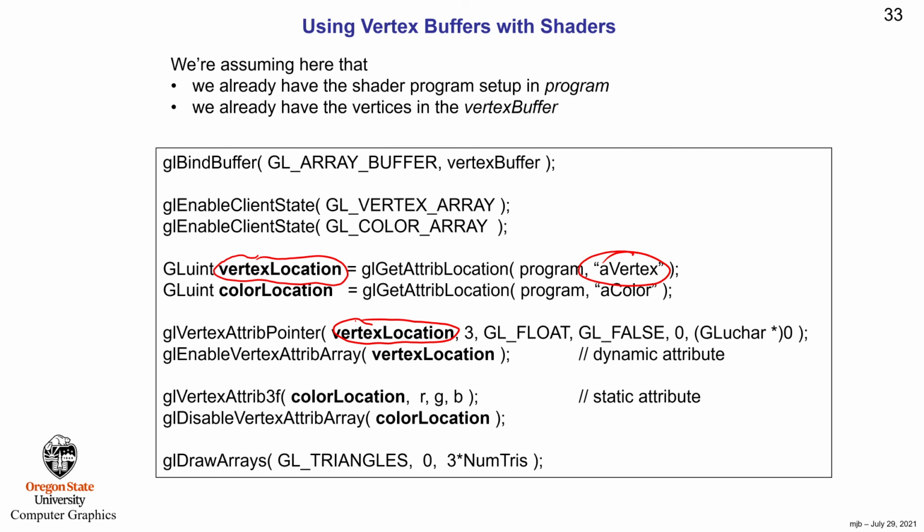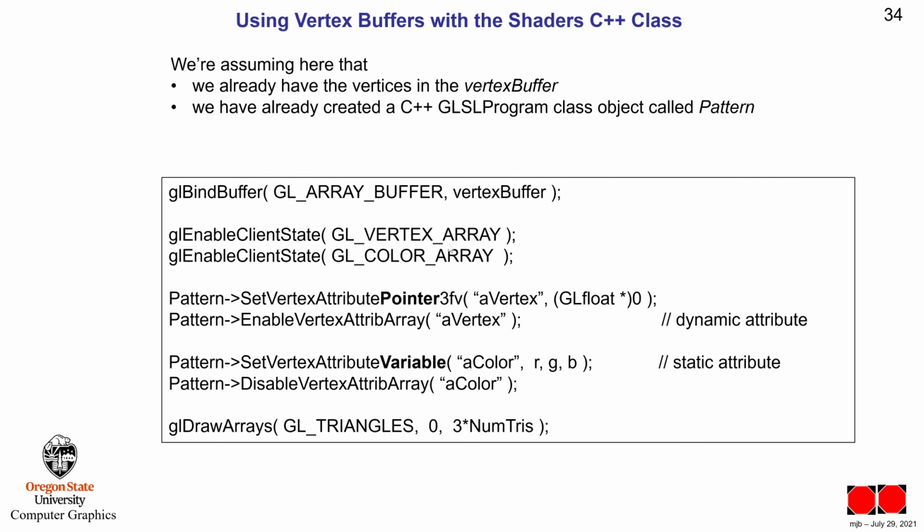Okay, and so when you say draw arrays, it's going to send the contents of that vertex buffer into your vertex shader under the name a vertex. And so this works great with shaders as well. So you can use it within the fixed function, or you can use it in the shaders. You're not required to use vertex buffer objects in any of our projects. In the projects, we're just asking you to make it work and make it work well.